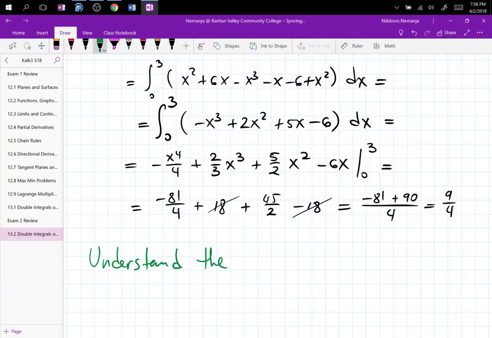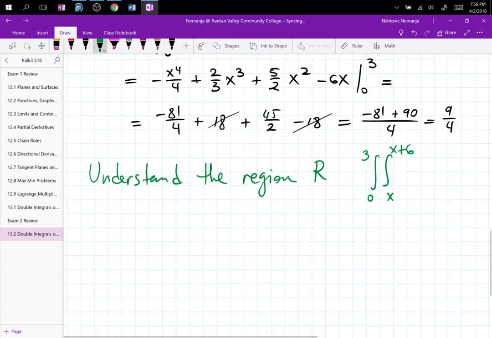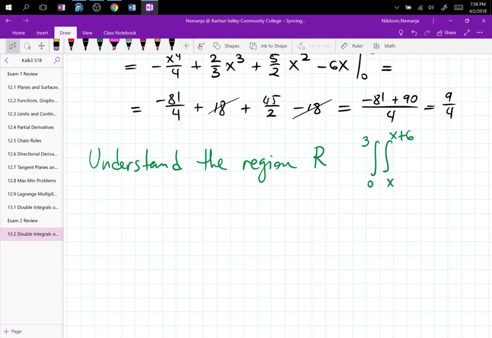Understand the region R, which is given through the double integral 0 to 3, x squared to x plus 6. I think that's the, yeah. All right. So this is what is given to us. All I need to do is to draw this. It's x squared. So let's draw. X plus 6.